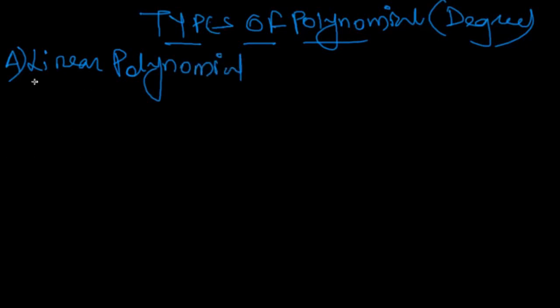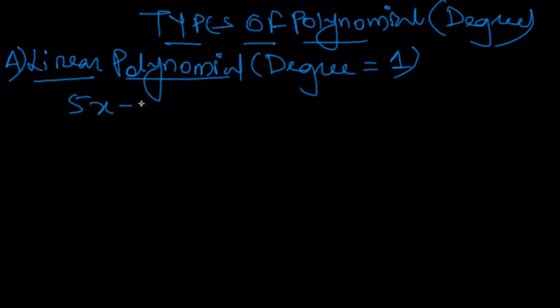Now what is linear polynomial? Linear polynomial is that kind of polynomial where the degree will be equal to 1. When the polynomial is having degree as 1, it will be called as a linear polynomial. We can consider an example like 5x minus 3. Here you can see the highest power of the variable is 1, so the degree of the polynomial is 1, and hence it is a linear polynomial.